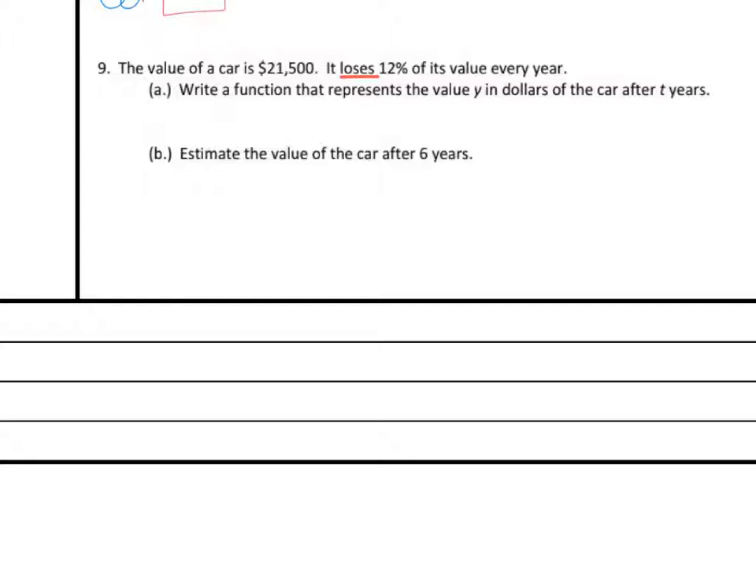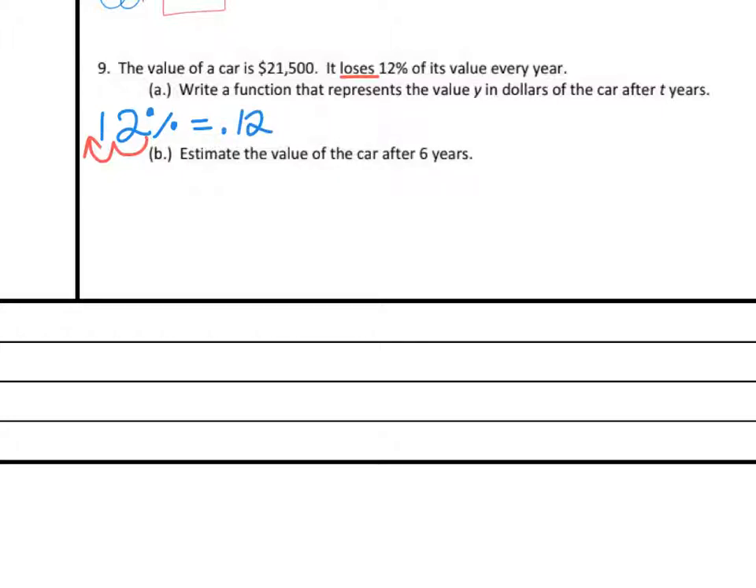Write a function. So is this exponential growth or decay? That's decay. Decay, losing value. Unfortunately, it happens to every car, unless you got a really old one that is good, right? So we are going to take 12% and make it into a decimal. Move that decimal place 2 to the left. What is this as a decimal? 0.12, which would be 12 hundredths.